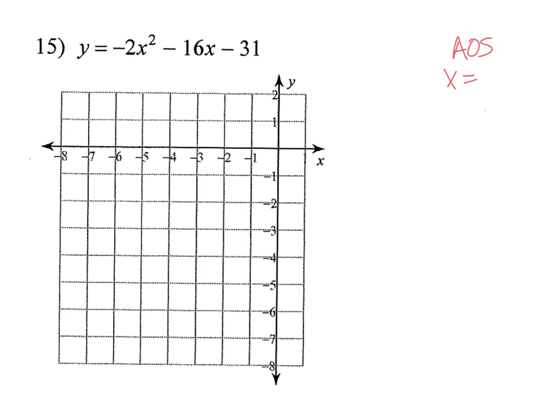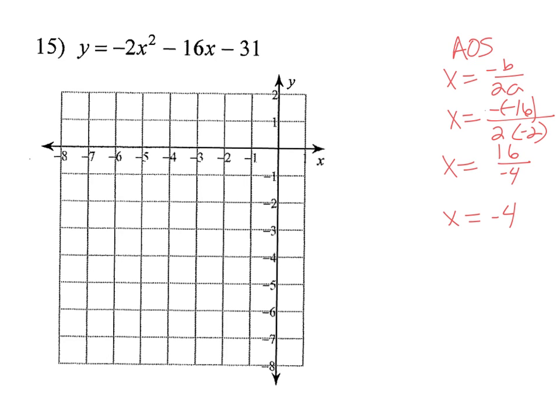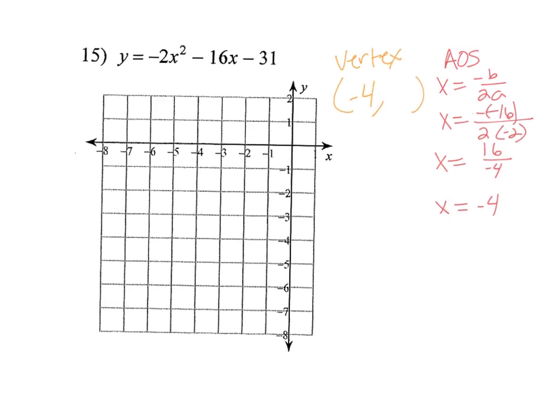And we remember x equals negative b over 2a. Here we have x equals negative 16 all over 2 times negative 2. x equals 16 over negative 4. We get x equals negative 4. Now remember, the axis of symmetry is the x value of our vertex. So we're very close. We just have to find the other value of our vertex.